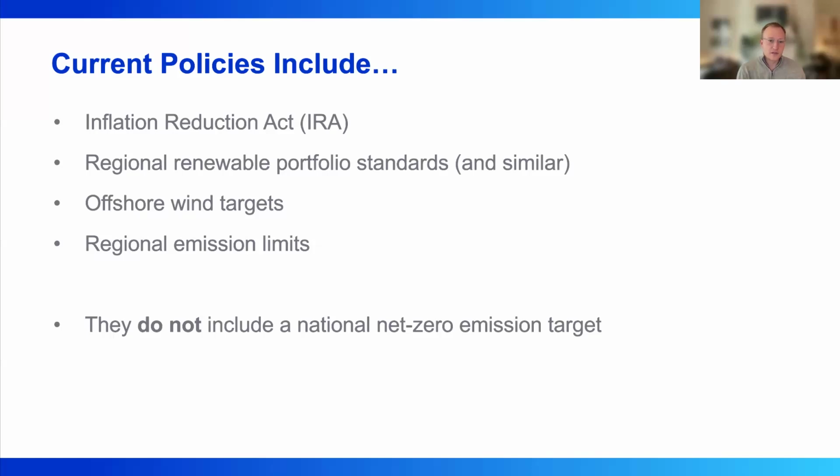So off the bat, just a really high-level overview of what we mean by current policies. This includes the Inflation Reduction Act, so all the PTCs and ITCs and other provisions that come with that. This includes some regional renewable portfolio standards or clean electricity standards, offshore wind targets, and regional emission limits like RGGI. Of note, current policies do not include any sort of national emission cap or CO2 cap that the other scenarios contain.